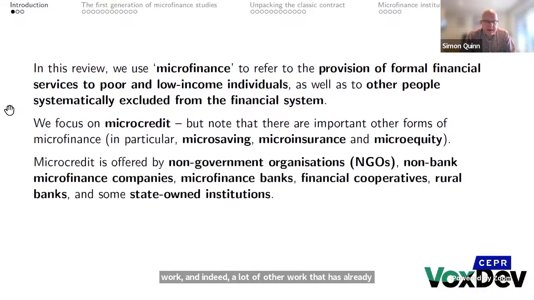It's worth acknowledging from the outset that microcredit is offered by a very wide variety of different institutional forms. These could be non-government organizations in the sense of charities, non-bank microfinance companies, microfinance banks, financial cooperatives, rural banks, and also some state-owned institutions. We're going to talk in more detail about some of the more recent organizational economics issues around microfinance institutions later.